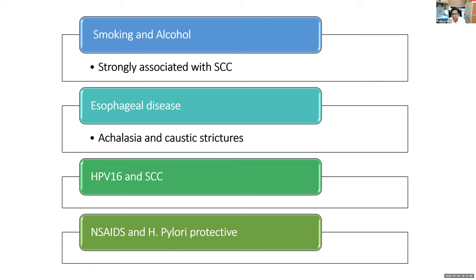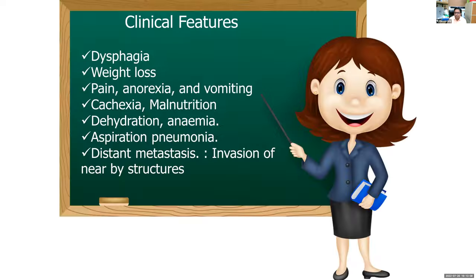The presence of achalasia and the strictures that happen because of the ingestion of caustic solutions are also precursors. And in addition, the presence of HPV-16 is associated with squamous cell carcinoma. The intake of NSAIDs and H. pylori probably have some protective effect, but it's not conclusive.